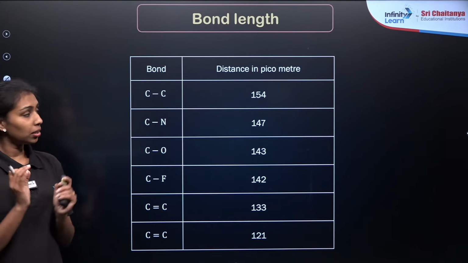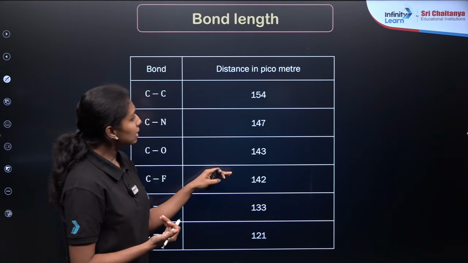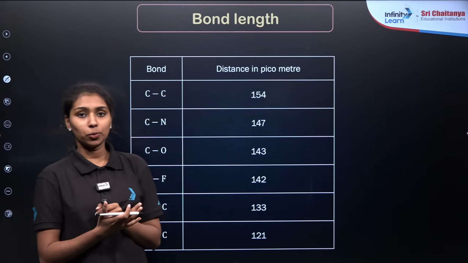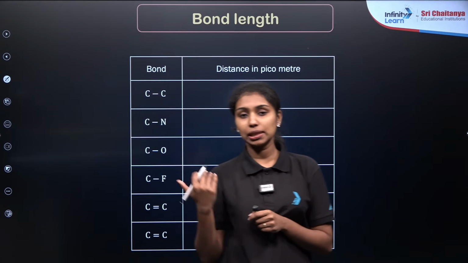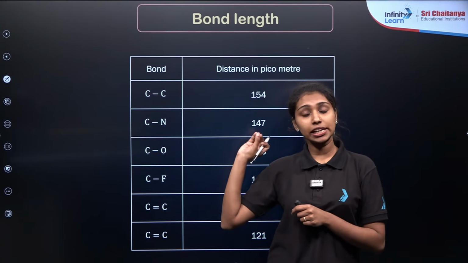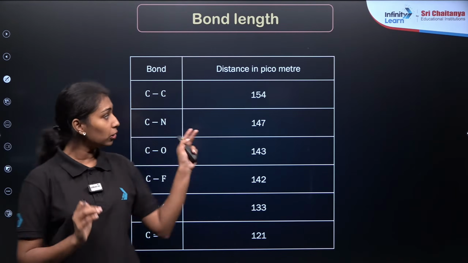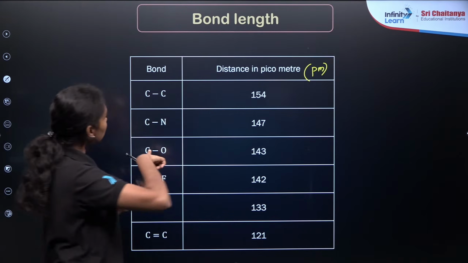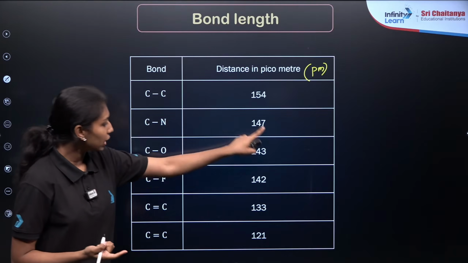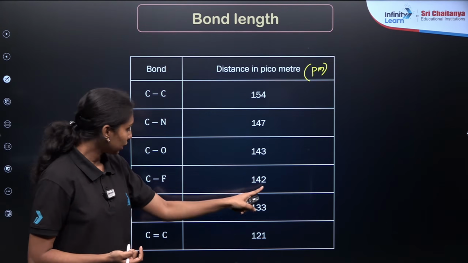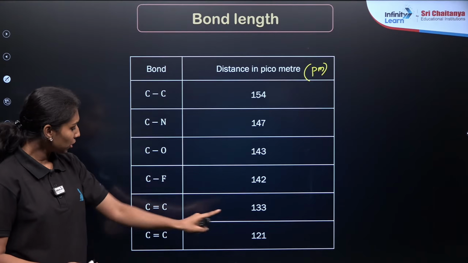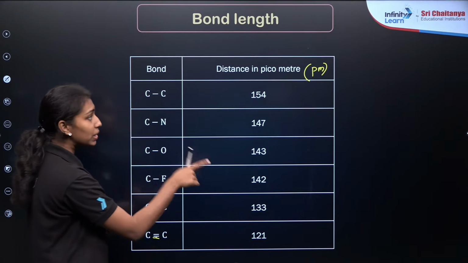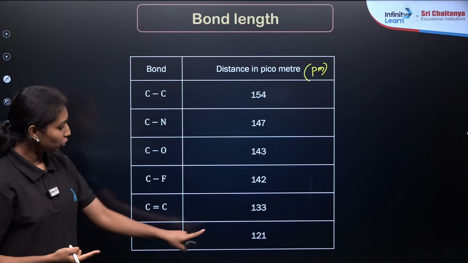Here is a general table of bonds along with their bond length or distance in picometer. If you are taking single bonds, we have already seen in the case of carbon and its compounds that carbon forms multiple bonds and single bonds, right? For a compound containing only single bonds, the carbon-carbon bond length is 154 picometer. PM stands for picometer here. For the carbon-nitrogen bond, the bond length is 147, for carbon and oxygen it is 143, and for carbon and fluorine it is 142. For a double bond it is 133 picometer, and for a triple bond it is 121.